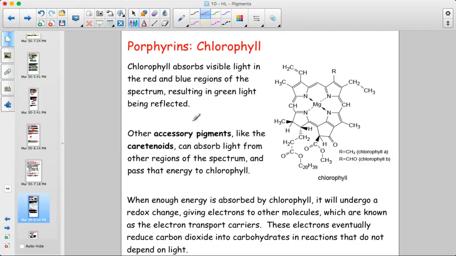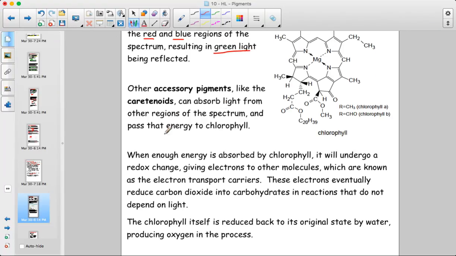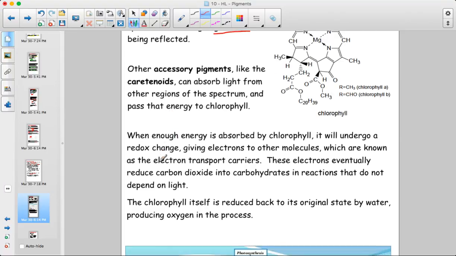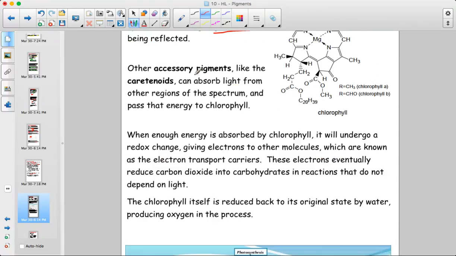The next porphyrin is chlorophyll. There are two different kinds of chlorophyll, and they absorb different parts of the visible spectrum, but combined they absorb a lot of red and blue light, which results in them making things appear green. Other accessory pigments, the carotenoids, can absorb light and pass energy to chlorophyll, in addition to the red and blue light that chlorophyll absorbs.